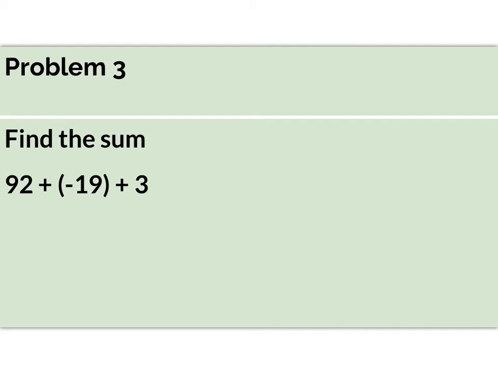Okay, so here we go. 92 is positive. 92 plus 3 gives us 95. And then add negative 19. So positive 95 minus 19. Borrow 1 from 9, make it 8. 15 minus 9 is 6. 8 minus 1 is 7. The larger number is 95. Our answer is positive 76.